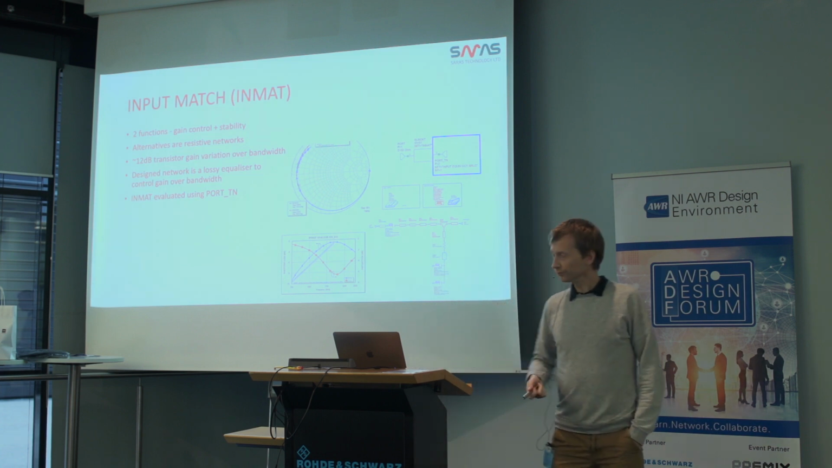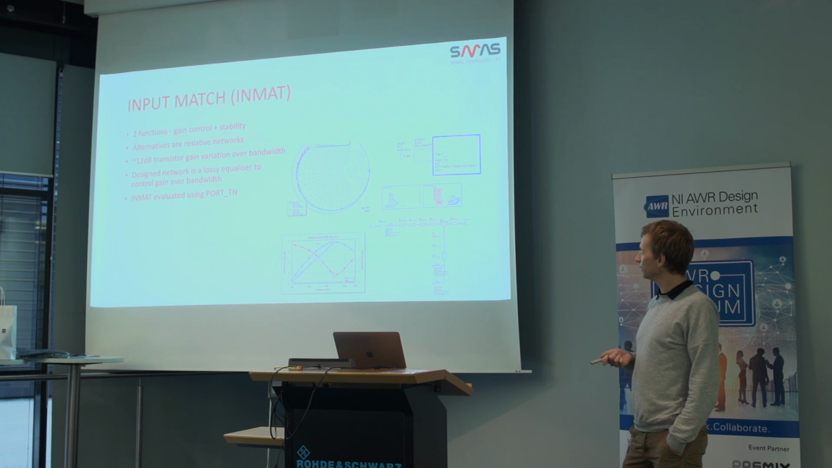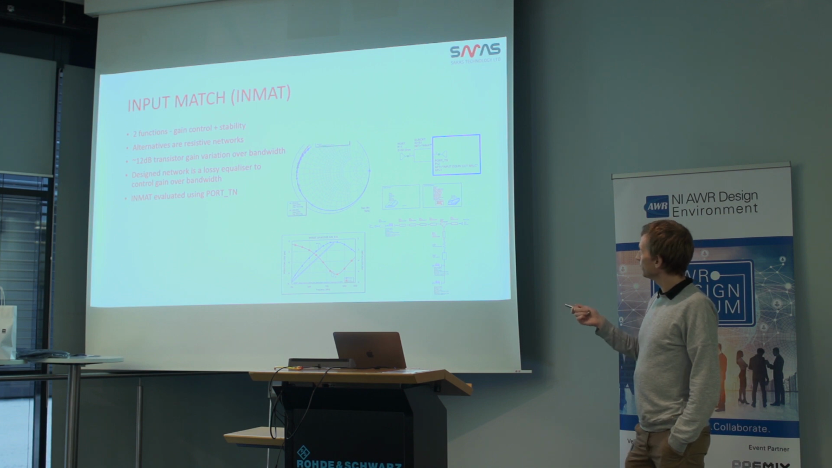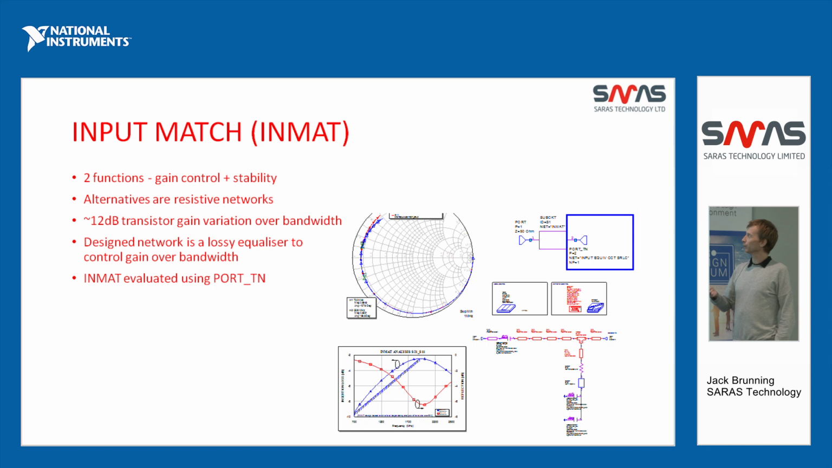So input match. Different people do this differently, but for a broadband amplifier, I try and get the gain flat first. So I work on the input match side. And the best way to do that is you don't really want to have to run the nonlinear model. It gets difficult to try and just randomly match the input for flat gain using the nonlinear model.